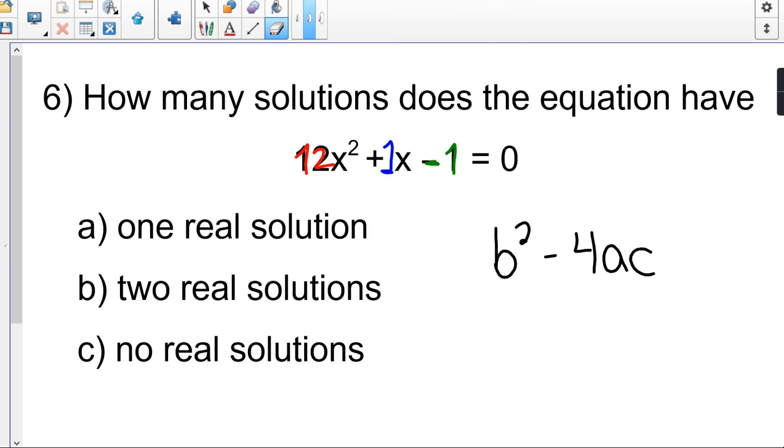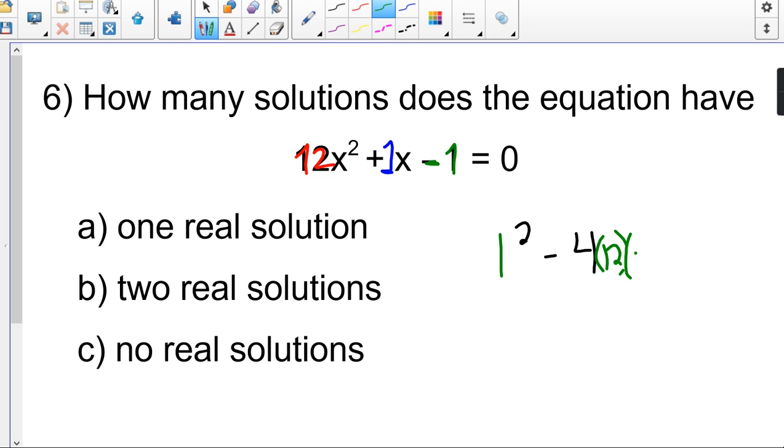So now I'm going to look at my discriminant, b squared minus 4ac, and I'm going to substitute the values for b and a and c. So b, we said, is 1, so I'm going to substitute 1, okay? A is 12, so I'm going to substitute 12 for a. And we said c is negative 1, so I'll erase c, and I'm going to put in negative 1.